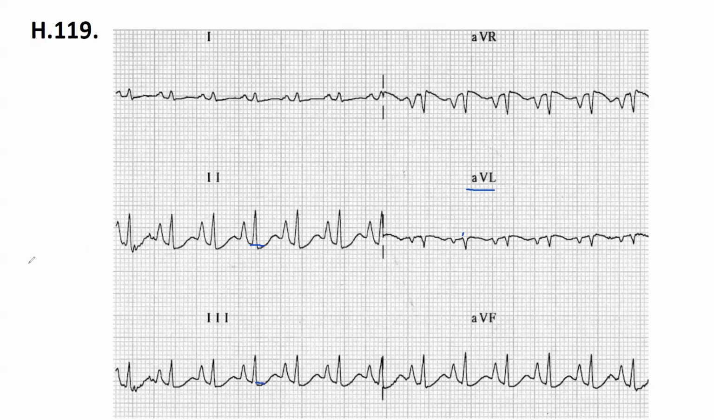Okay, good. Summarizing the major problem we had here: that's a P pulmonale, or right atrial enlargement. That's it, period. That was a simple one. Okay, thank you.